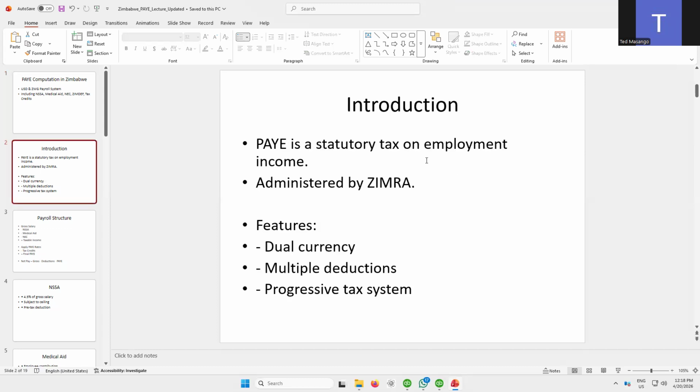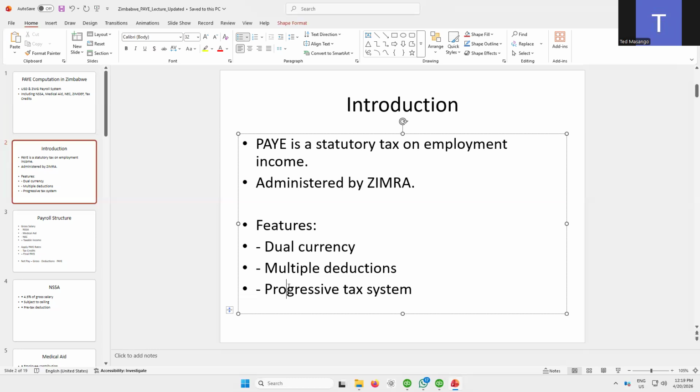So this is a statutory tax on employment income. When a company is registered in Zimbabwe, it's required automatically to register with ZIMRA for Pay As You Earn. And when you employ somebody and you pay them a salary, you are supposed to deduct Pay As You Earn as long as they meet the threshold. Right, now what is involved? Of course, for the dual currency, like I spoke about with the US dollar and the ZWG, you have a number of deductions that you have to do.